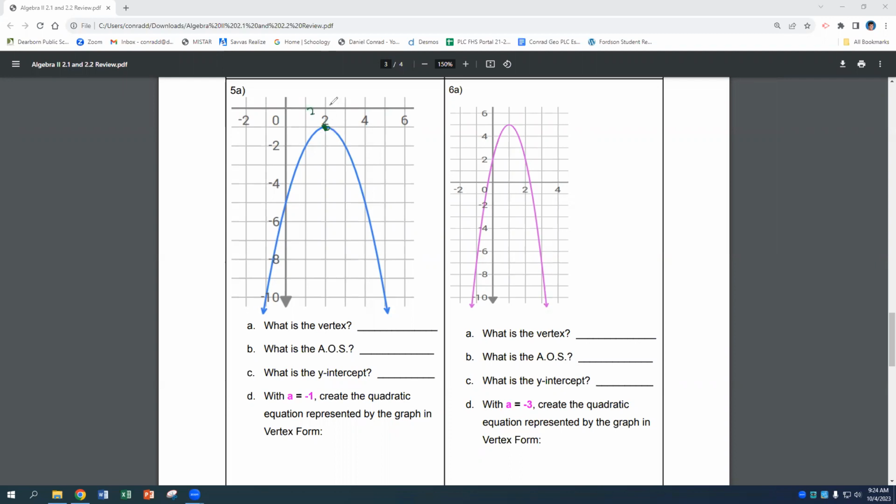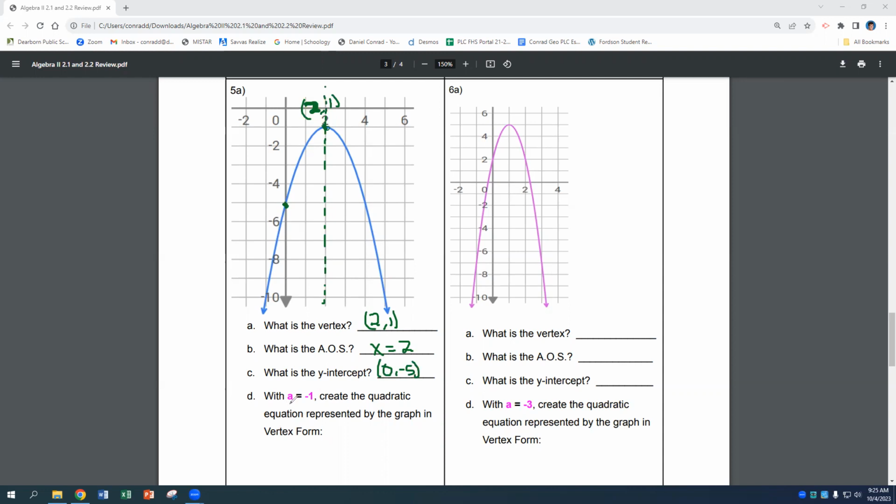That's going to be 2, comma 1. Right, so there's my vertex, which means my axis of symmetry is x equals 2, right? This is the line where it's symmetrical over, right? If you reflect the left half over the right or the right half over the left, they're going to be the same. So our axis of symmetry is x equals 2. And then your y-intercept's where it crosses the y-axis. So our y-intercept here is going to be 0, -5.